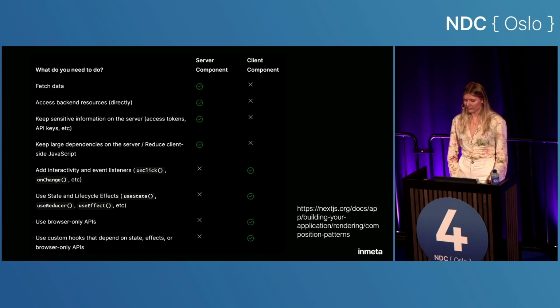So here's an explanation from the Next.js app router docs on the limitations in server and client components. If you need to fetch data, access backend resources, keep sensitive information on the server, or keep large dependencies on the server, use a server component. If you need to add interactivity like onClick or onChange, or use state or effects, or use browser-only APIs, use a client component.